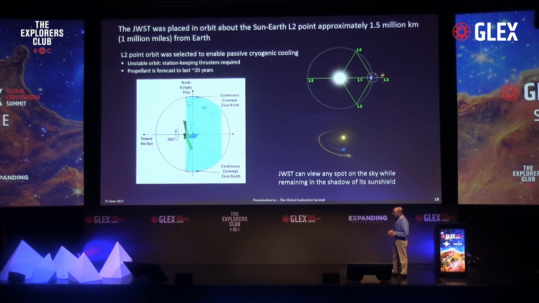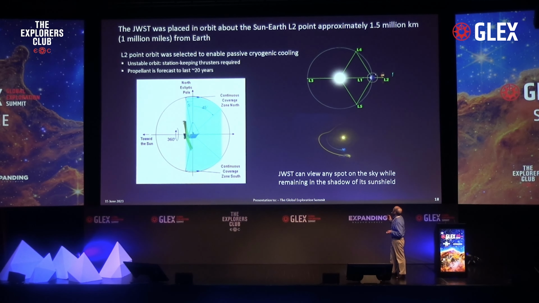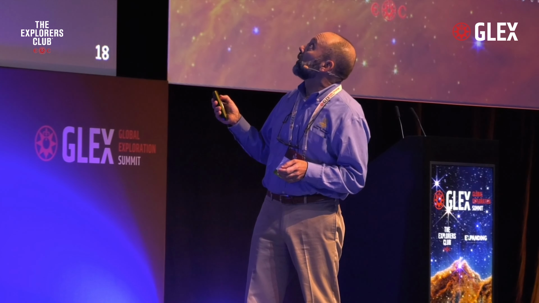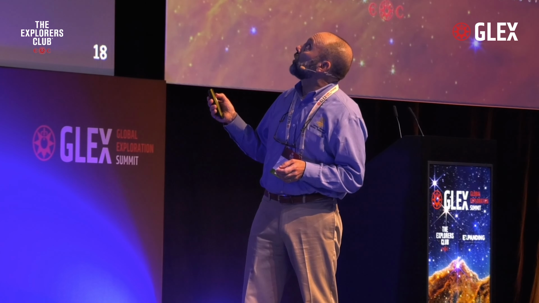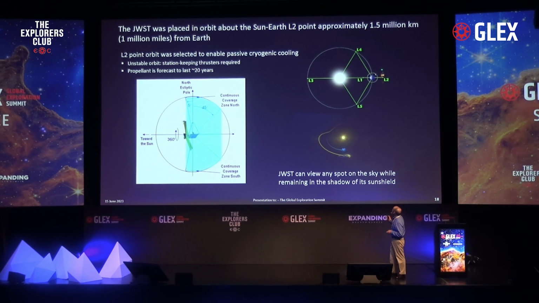Let's talk about the thermal problem first. We didn't put the Webb in orbit about the Earth the way the Hubble Space Telescope and most satellites are. We sent it to a special spot in space called the second Lagrange point of the Sun-Earth system. That's a mouthful. We just call it the L2 point for short. And it's about 1 million miles away from Earth in the anti-sun direction.